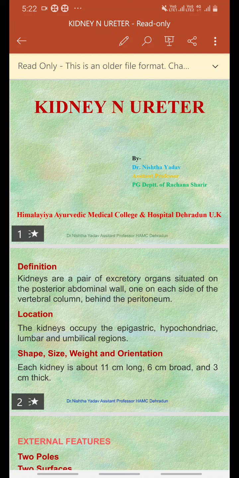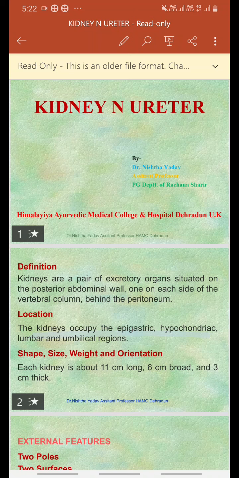The location is, the kidney occupies the epigastric, hypochondriac, lumbar and umbilical region. You know all these regions from when I taught you the abdominal cavity. So it occupies 4 of these regions, and the function of the kidney is to excrete the unwanted waste products and maintain the pH of the blood.